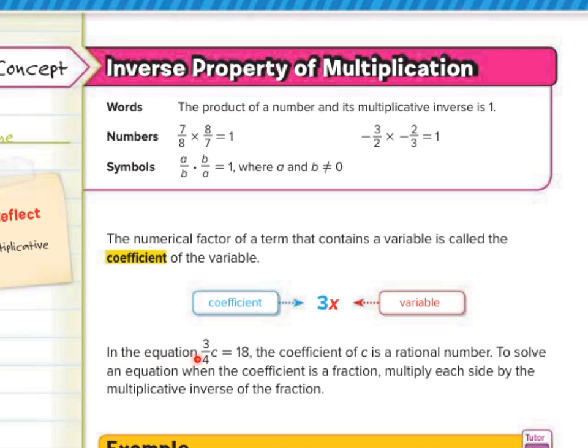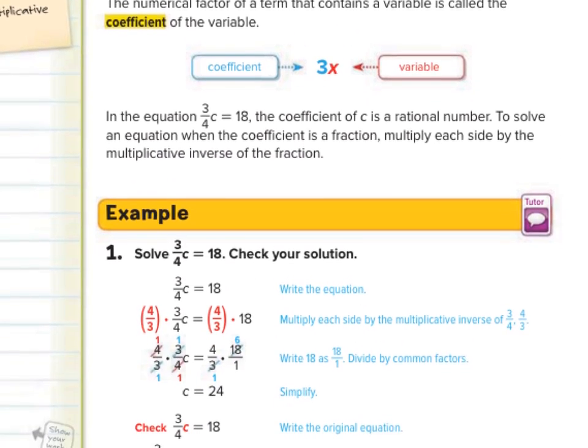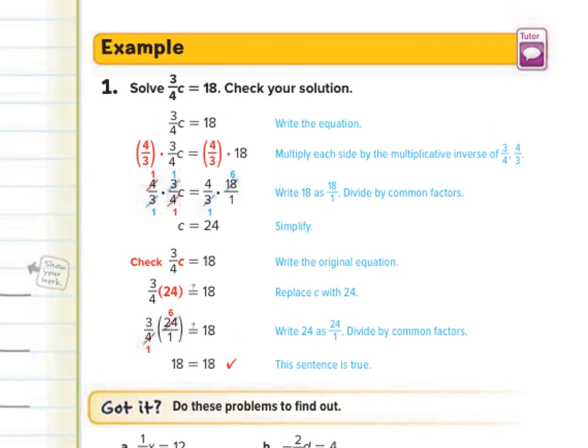In the equation 3/4 c equals 18, the coefficient of c is a rational number. It's that 3/4. To solve an equation when the coefficient is a fraction, multiply each side by the multiplicative inverse of the fraction. And so in our guided example here, what you can see is 3/4 c equals 18, and check your solution. They did not divide by 3/4 on both sides. That works, but the best way to solve this is to multiply by the reciprocal, which is 4/3.